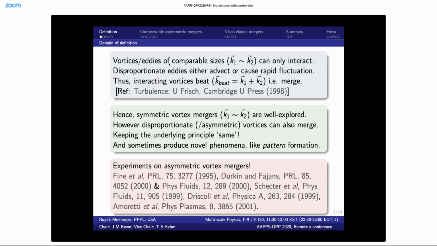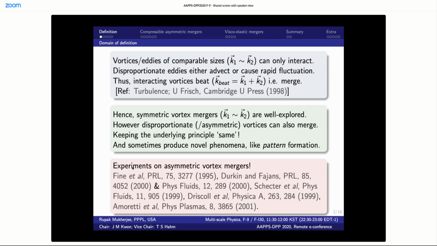So interacting vortices of the same comparable sizes interact and they beat together, and the beating is essentially a form of merging of the two vortices. But here we will be focusing on some cases where we'll see eddies of completely different length scales. How do they merge? And more interestingly, later on, how do they form some patterns?